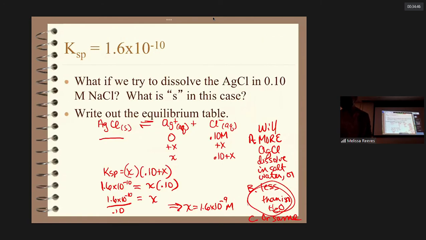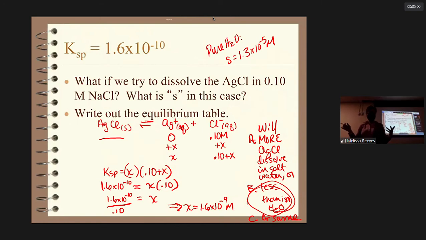So in pure water, s was 1.3 times 10 to the minus 5 molar. When I added all this chloride, by adding sodium chloride, my molar solubility drops from 10 to the minus 5 down to 10 to the minus 9. So it's a lot less that dissolves.